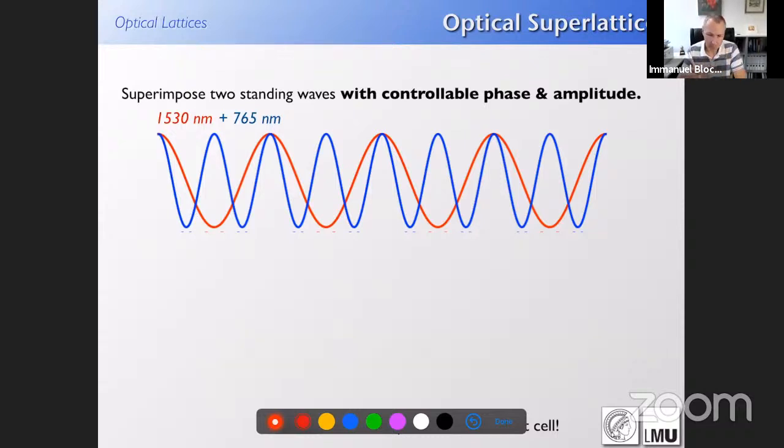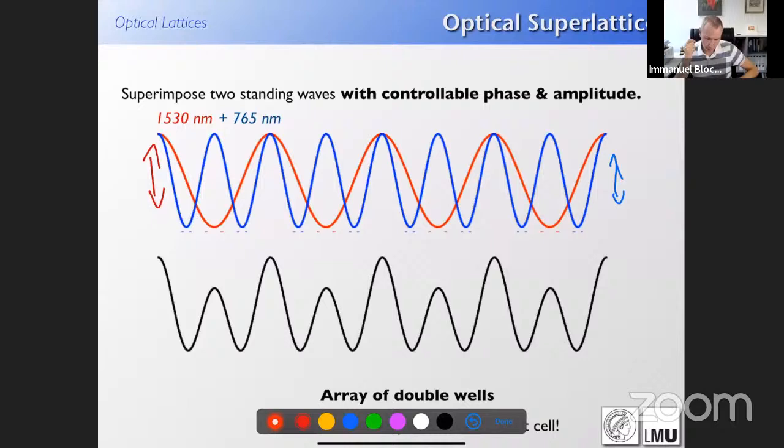Now in the experiment, the nice thing is we can control the amplitude of the blue wave and the amplitude of the red wave completely independently, because we control their intensities independently. These are just two laser beams at two frequencies, which we control independently. And we can control the relative phase of those two standing wave potentials also. And all this can be done dynamically. So if you think about what is the potential I get when I sum up the red and the blue potential, it's something that you can see here.